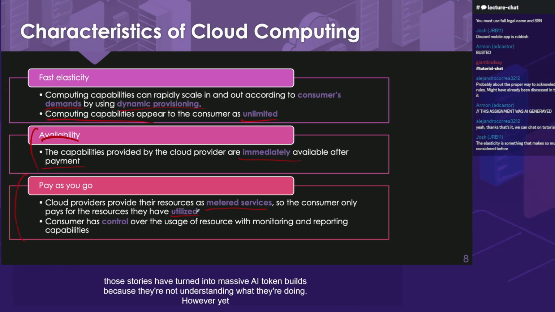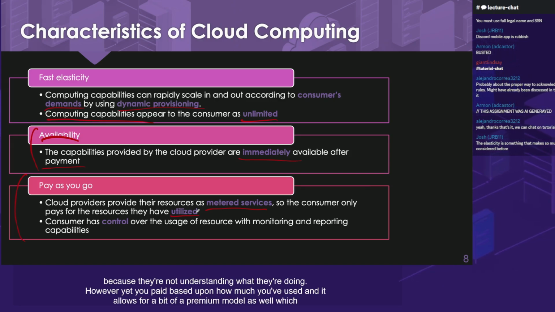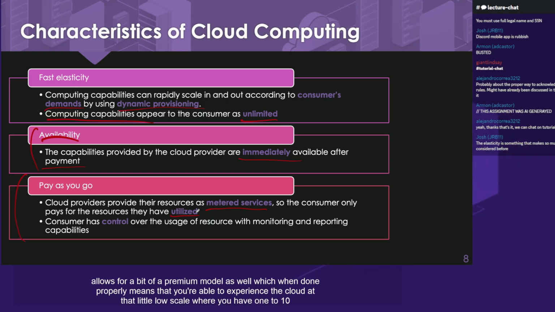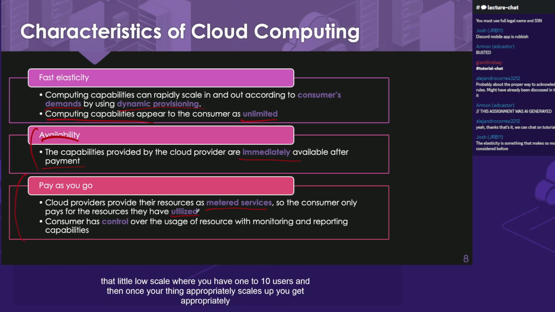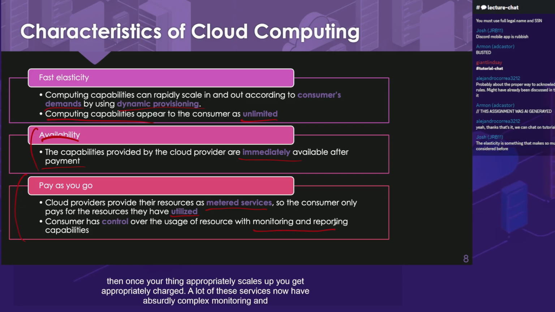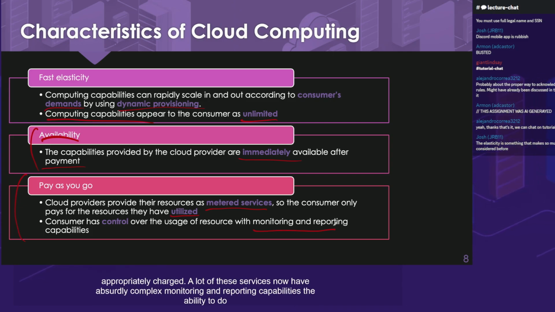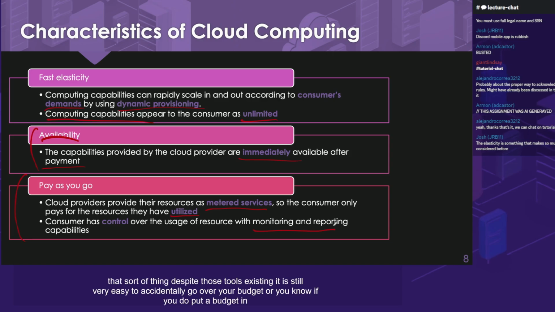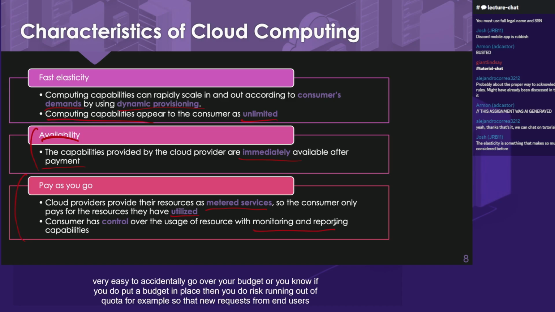However, yeah, you pay based upon how much you've used, and it allows for a bit of a freemium model as well, which when done properly means that you're able to experience the cloud at that little low scale where you have 1 to 10 users, and then once your thing appropriately scales up, you get appropriately charged. A lot of these services now have absurdly complex monitoring and reporting capabilities, the ability to do budgeting and that sort of thing. Despite those tools existing, it is still very easy to accidentally go over your budget. Or, if you do put a budget in place, then you do risk running out of quota, for example, so that new requests from end users end up getting denied.